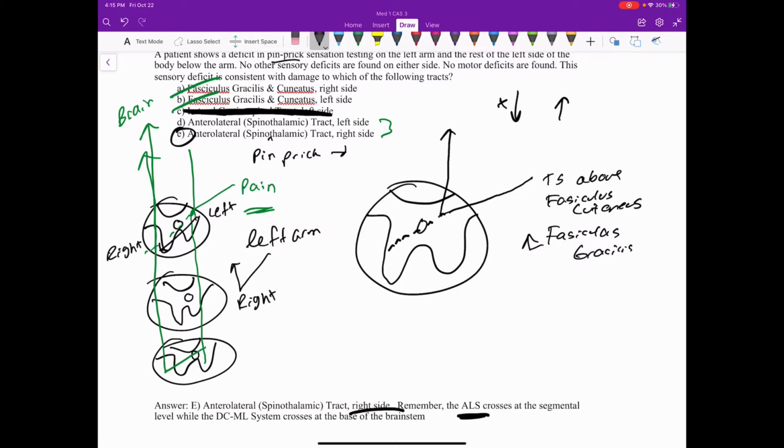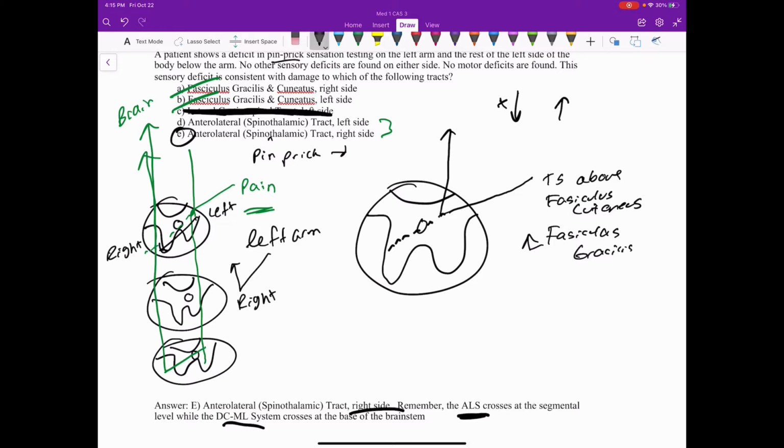Remember, the ALS, the anterolateral system, crosses at the segmental level, while the DCML system crosses at the base of the brainstem. What is the DCML system? This is for the fasciculus gracilis and the fasciculus cuneatus. That crossover is at the brainstem. I had this in a different video, where you can go into more detail. That's not the anterolateral or ventrolateral system. This stands for the dorsal what? Dorsal column, or dorsal column of white matter.